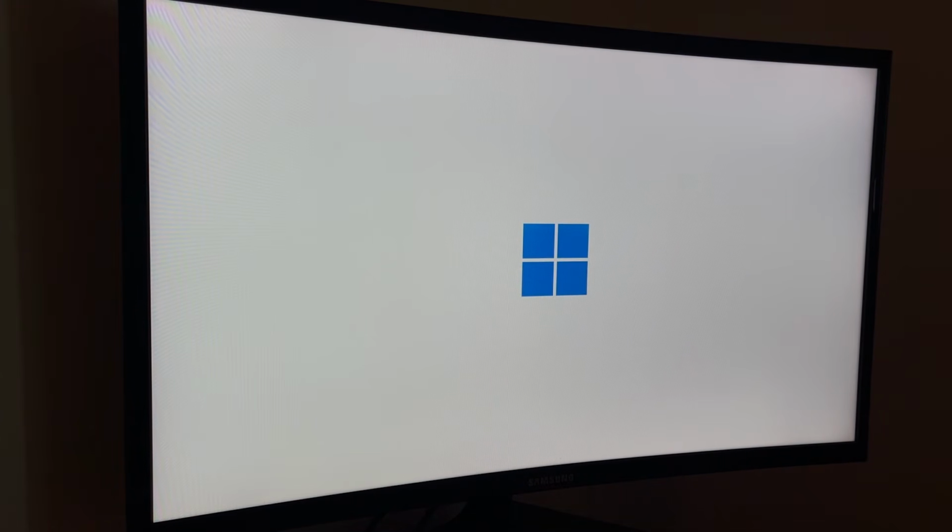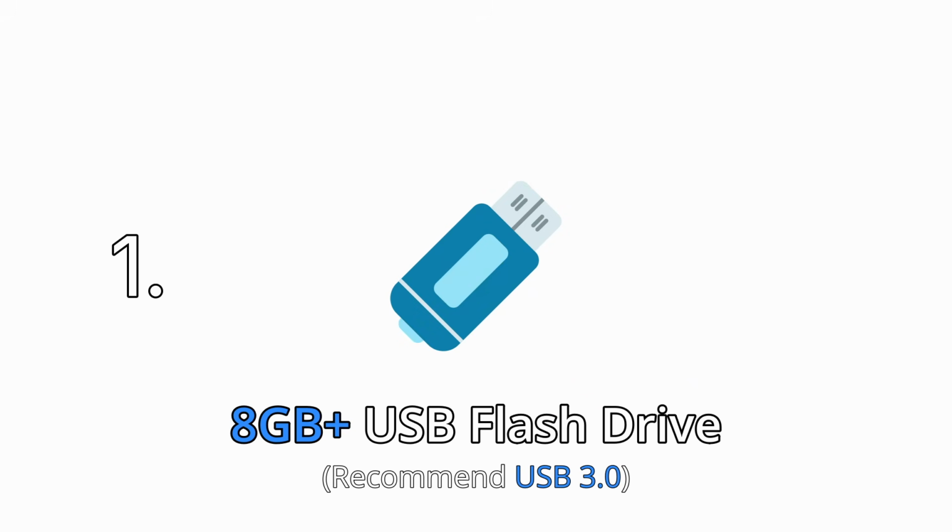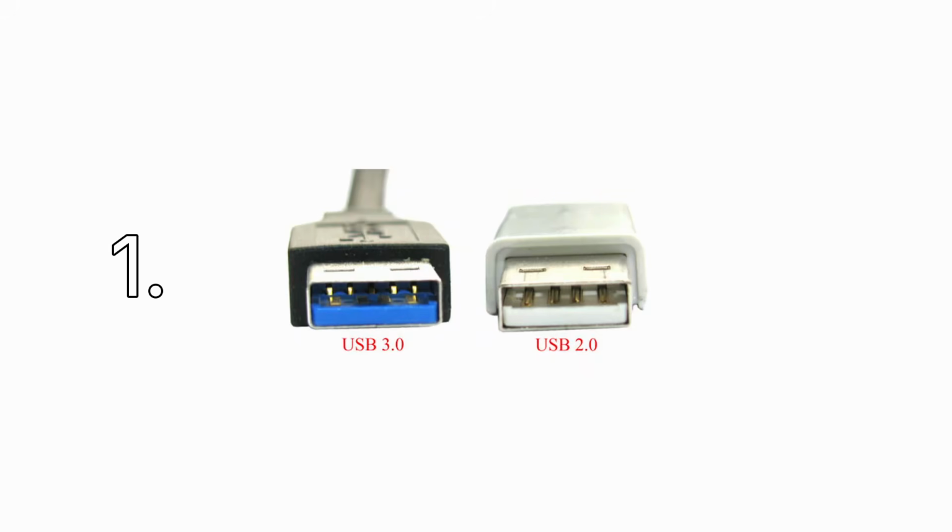Today, I'll show you how to download and install Windows 11 onto your new PC. Before we install Windows 11, there's 3 things we need. 1. A blank USB flash drive which is at least 8 GB in size. I also recommend it being the USB 3 standard for faster speeds.